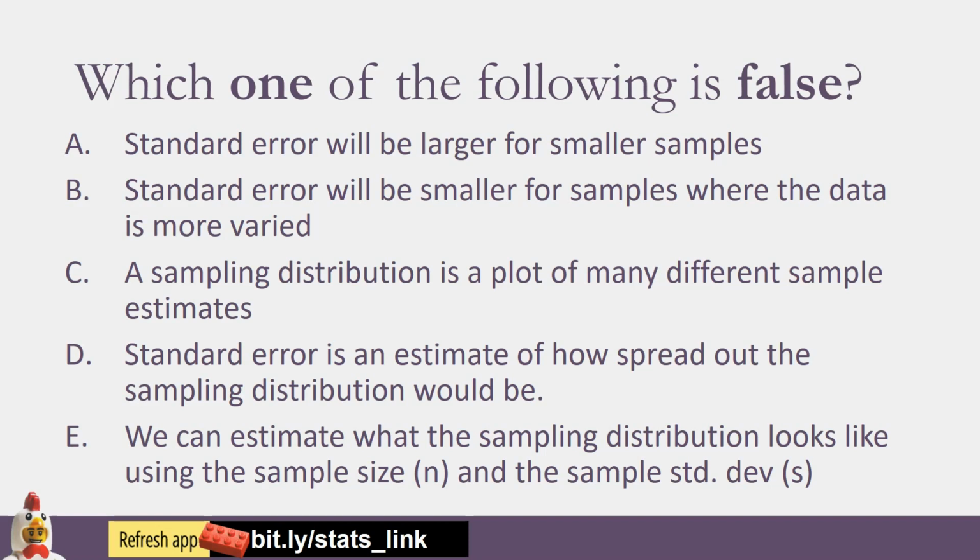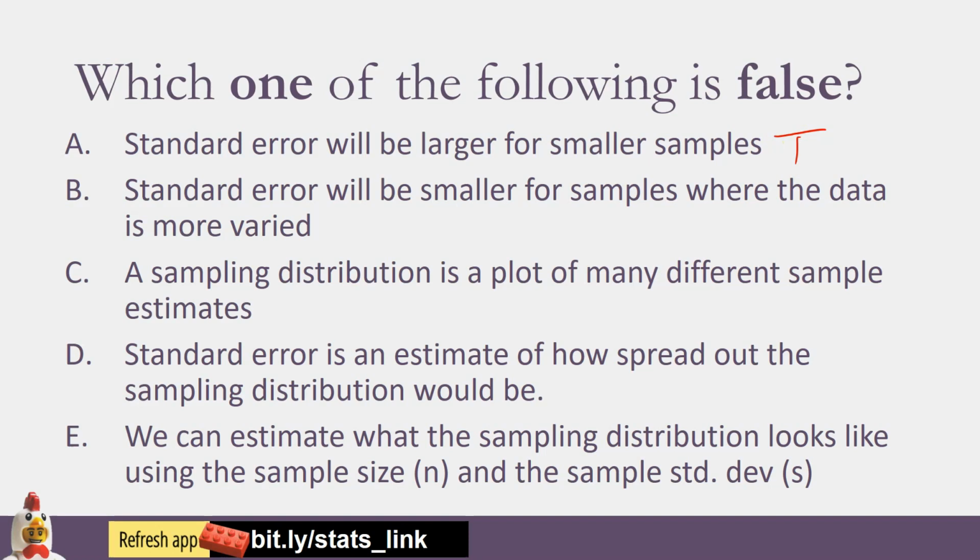Okay, so hopefully you've watched the standard error video already, because this is going to require you to know what happened in that video. So, standard error will be larger for smaller samples. So true. The smaller our sample, the more uncertainty, the more sampling error. And standard error is an estimate for sampling error, so it's going to be larger when we have less data.